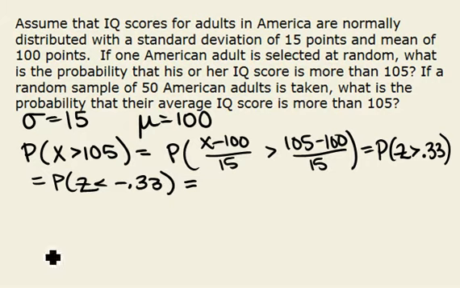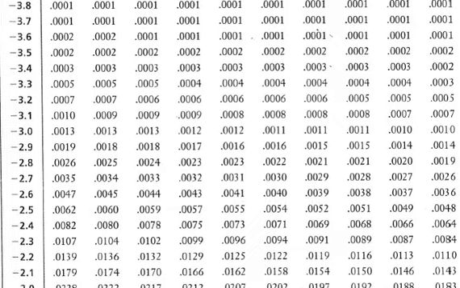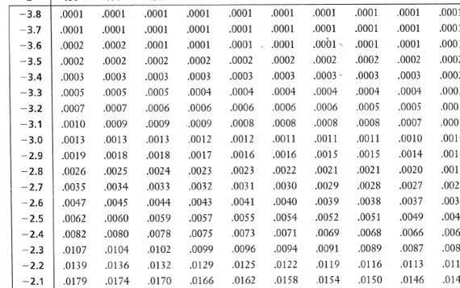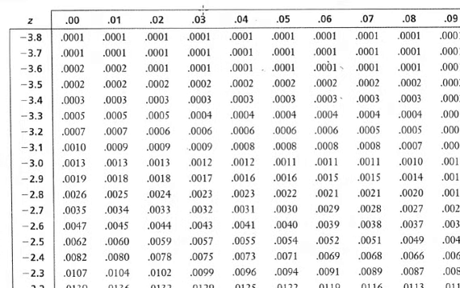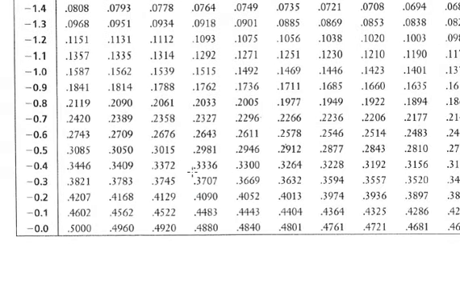So if we look for a negative 0.33 in our table, that will be found by looking at the 0.03 column on the top, and then we want to look for negative 0.3 on the side. And what we will get is this quantity, 0.3707.